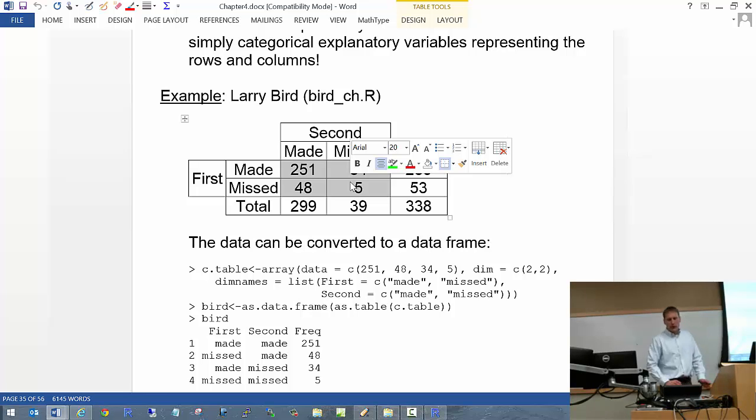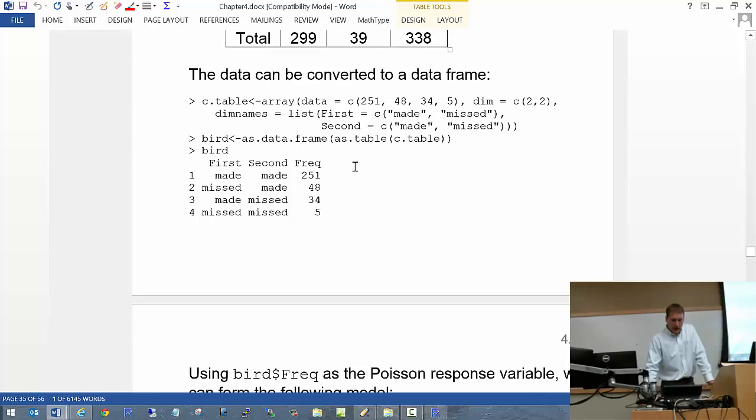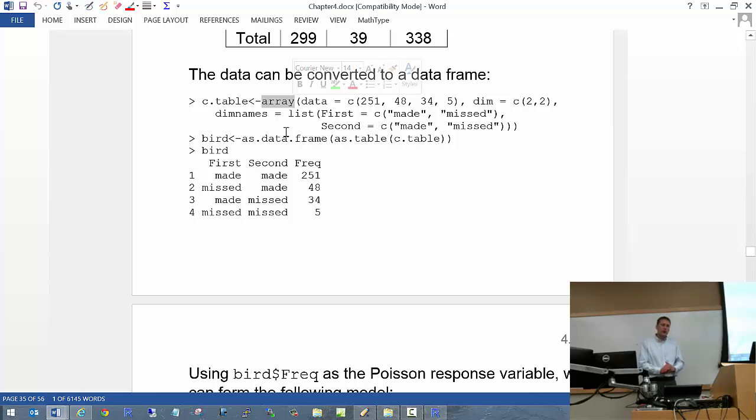To do this, we're going to assume that these counts are coming about through independent Poisson distributions. The first thing we're going to do in R is enter the data via the array function, like what we did back in section 1.2, and put that into c.table. We've converted this kind of data before to a data frame so that we could use it with the GLM function, for example.